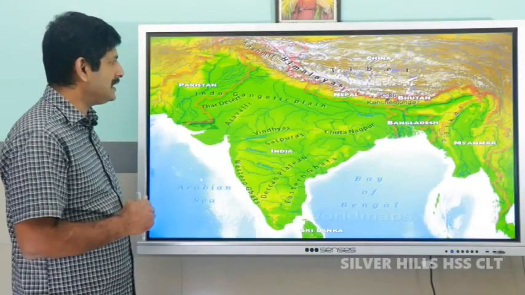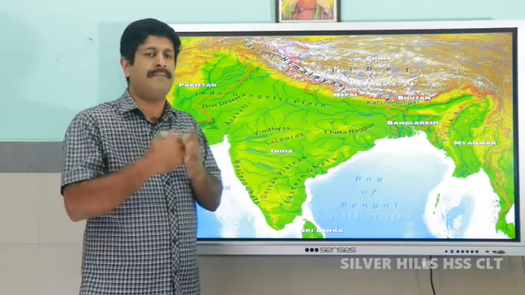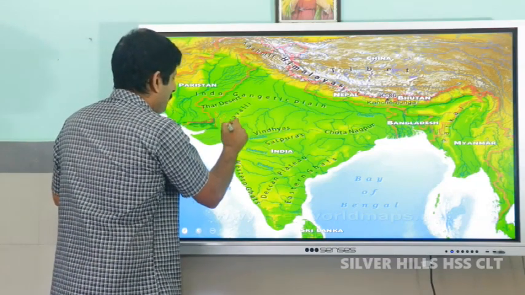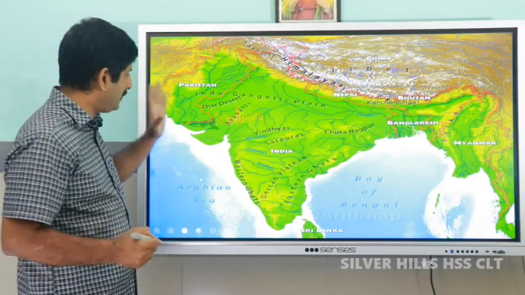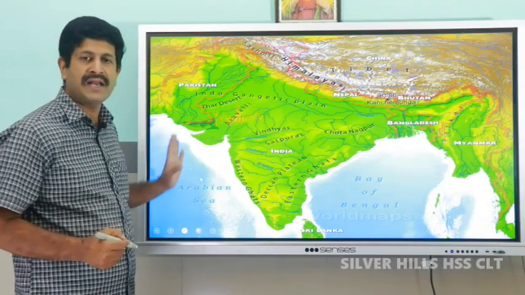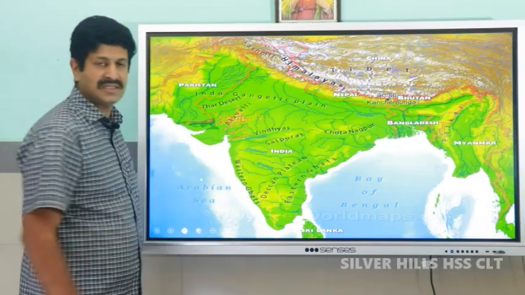The fourth point is the physiography of peninsular India. We have three important plateaus. One we call the Malwa plateau, in between Madhya Pradesh and Maharashtra. You people have to identify it like this.